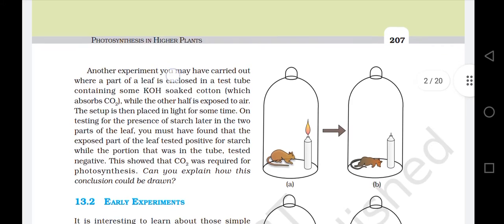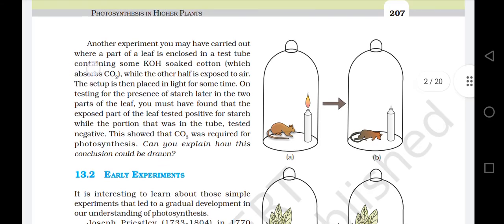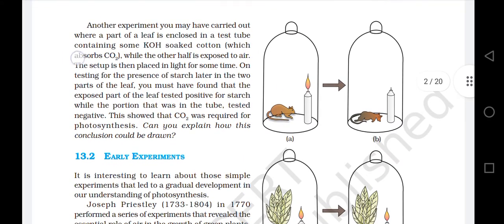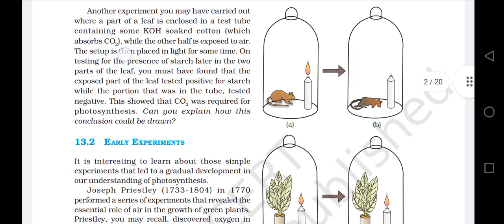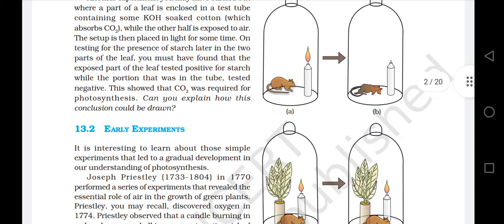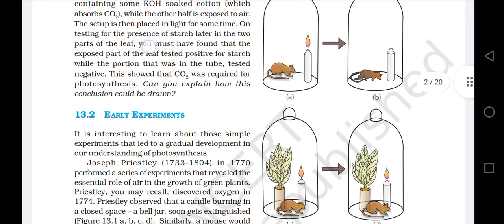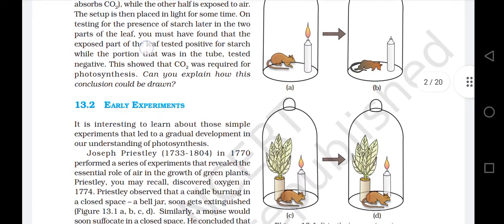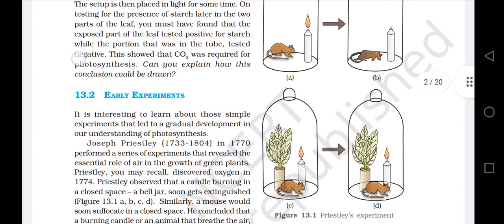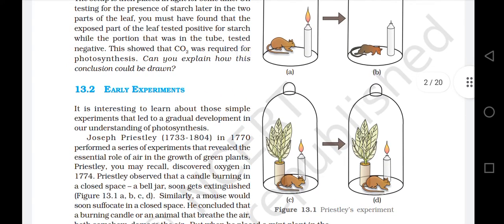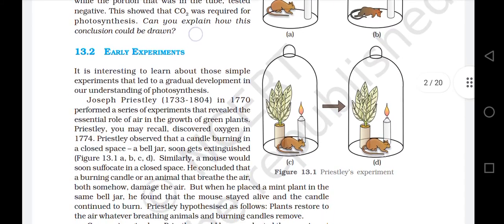Another experiment you may have carried out is where a part of a leaf is enclosed in a test tube containing some potassium hydroxide cotton, which absorbs carbon dioxide, while the other half is exposed to air. The setup is then placed in light for some time. On testing for the presence of starch later in the two parts of the leaf, you must have found that the exposed part of the leaf tested positive for starch, while the portion that was in the tube tested negative. This showed that carbon dioxide was required for photosynthesis. Can you explain how this conclusion could be drawn?